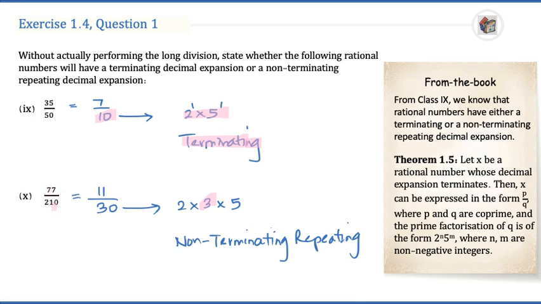Last part now, yet again, you had some scope for simplification. You could cancel out a 7 from both of them, so it's 11 over 30. Now 30, when you prime factorize, it's 2 times 3 times 5. So there is something other than 2's and 5's, so it's non-terminating, repeating. And we're done.